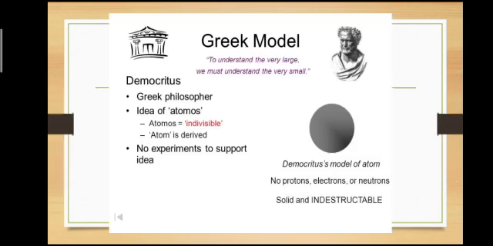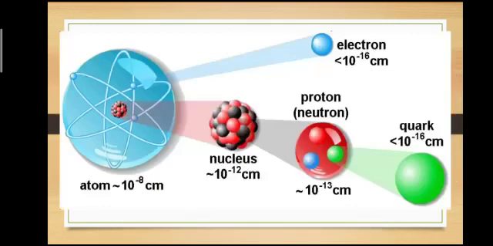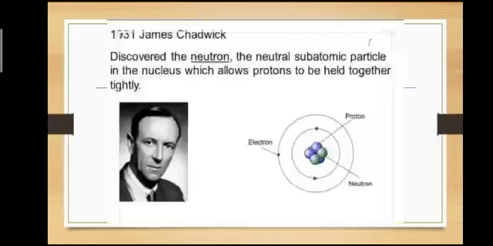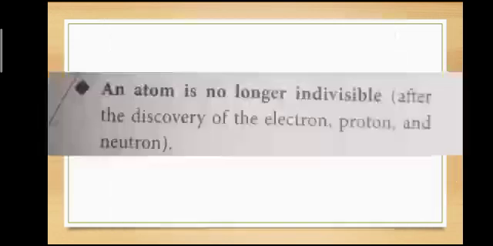But you have studied in your ninth standard that the atom can be divided further. They found out the subatomic particles called electrons, protons and neutrons in it. After the discovery of electrons by J.J. Thomson through cathode ray tube, proton by Goldstein and neutron by James Chadwick, the atom is divisible now. So, atom is considered to be a divisible particle now. In other words, atom is no longer indivisible.